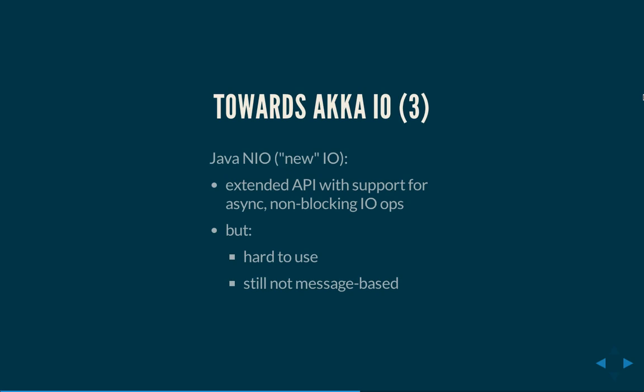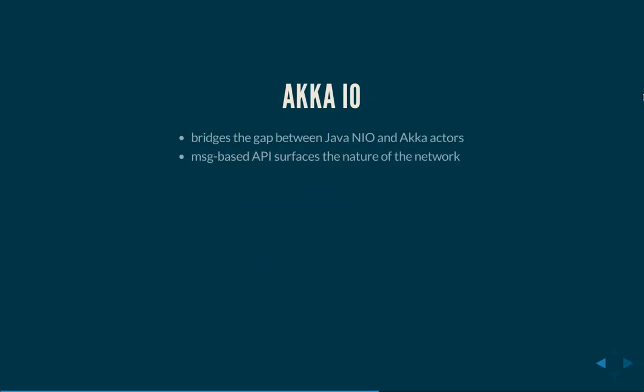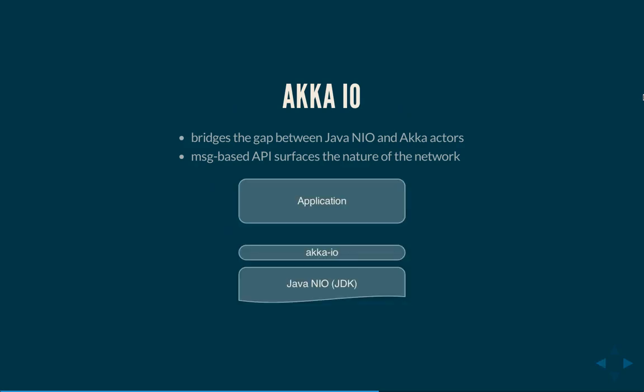But as some of you might know, it's incredibly hard to use. And it's hard to use right. And it's still not message-based. It's still not really giving you that view that the network actually has. And this is what Akka IO tries to fix. It bridges the gap to Java NIO, so it does all the ugly NIO API work for you, and it gives you something that is much easier to understand because it actually surfaces the nature of what is happening on the network. Let's see what this looks like.